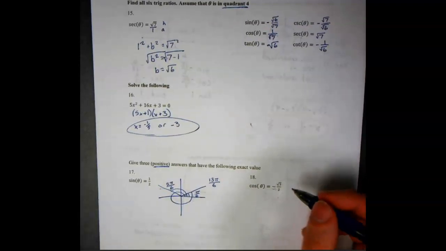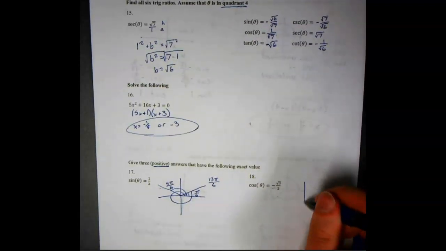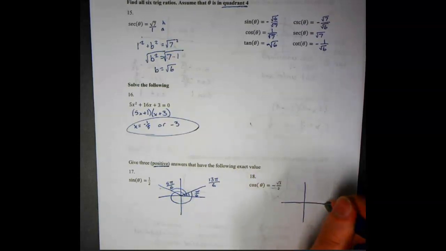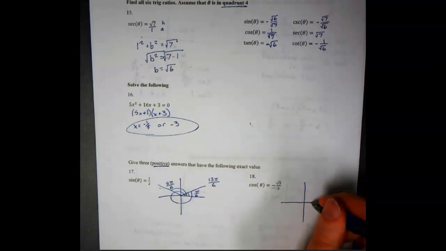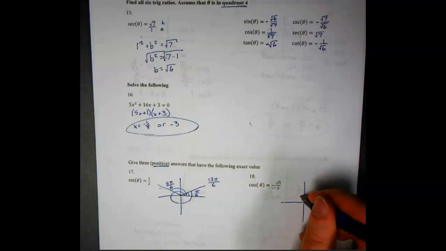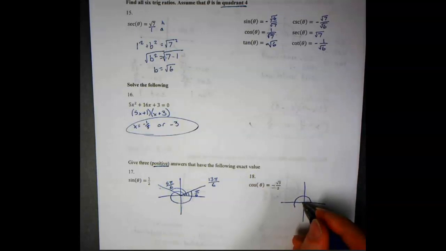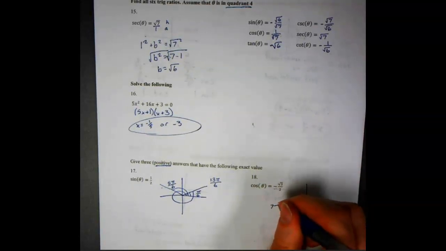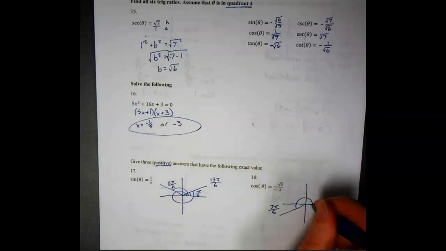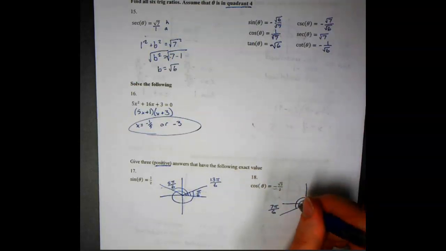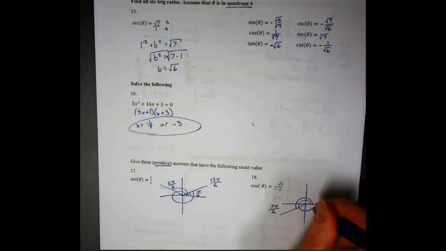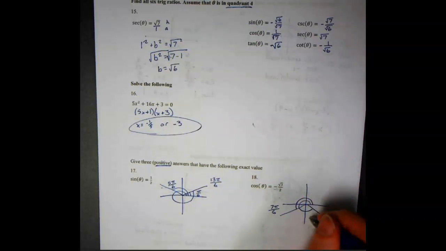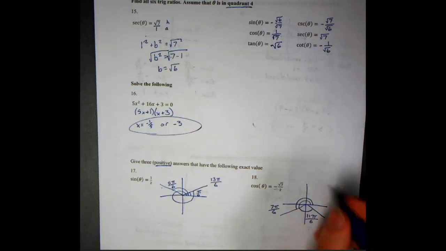For 18, we're going to have cosine. So remember, that's our x value. The x value is going to be negative root 3 over 2 at this point, which is 7 pi over 6. It will also be in quadrant 4 at 11 pi over 6.